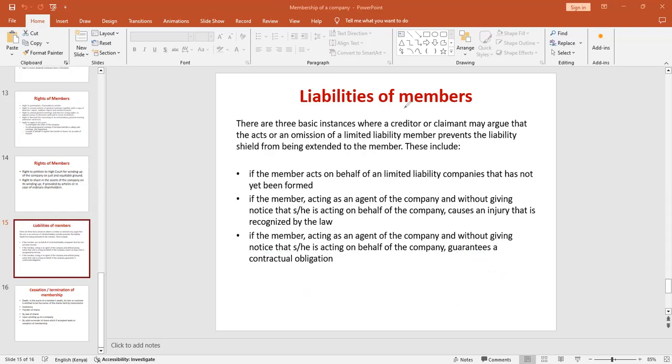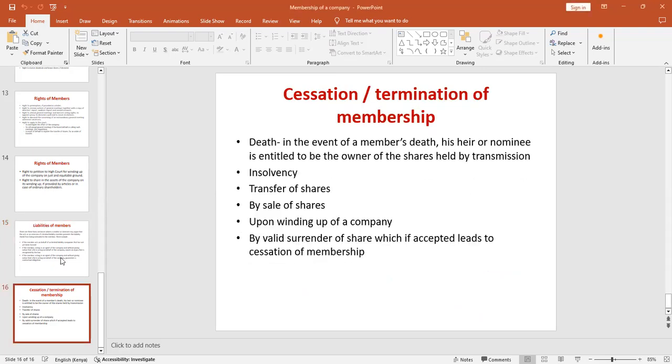So notice these liabilities, okay? We are simply saying, if you deal with the company, under what circumstance are you going to hold the members accountable? They're saying, well, if the members do any of these three things, then they become accountable. Another one, the last thing, and then we end membership, is how do you stop becoming a member?